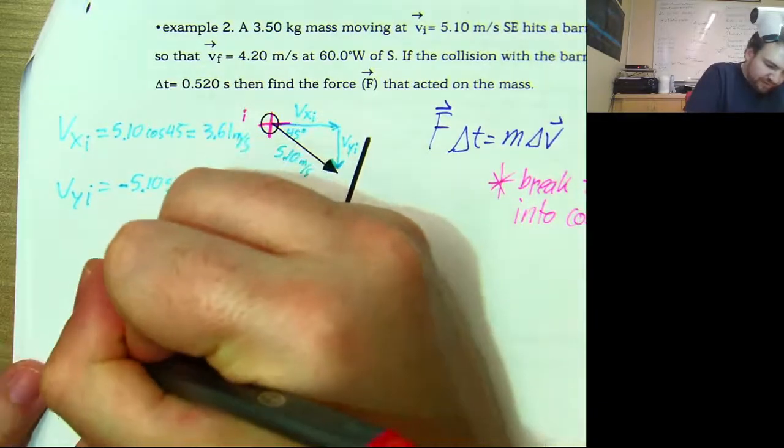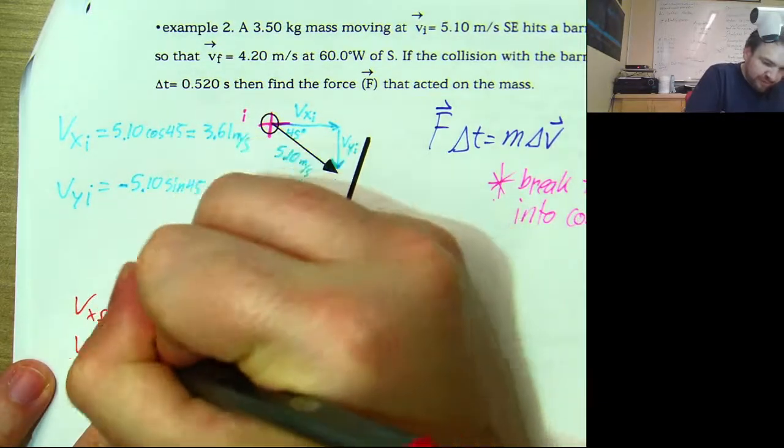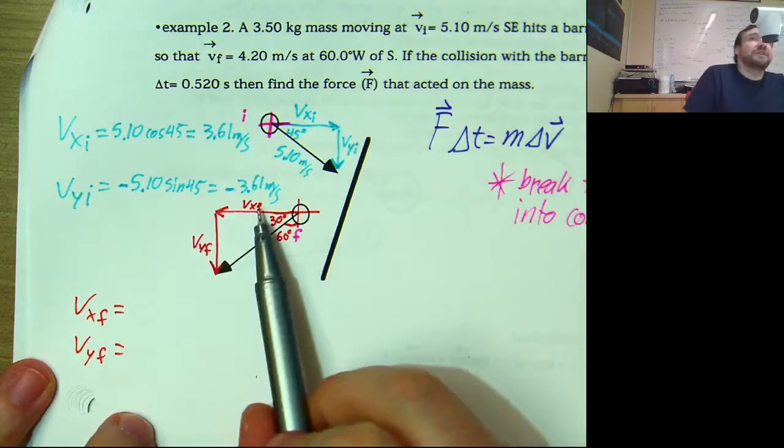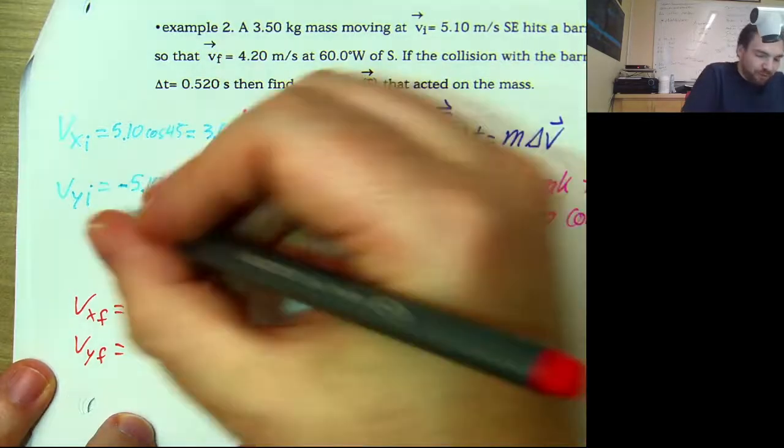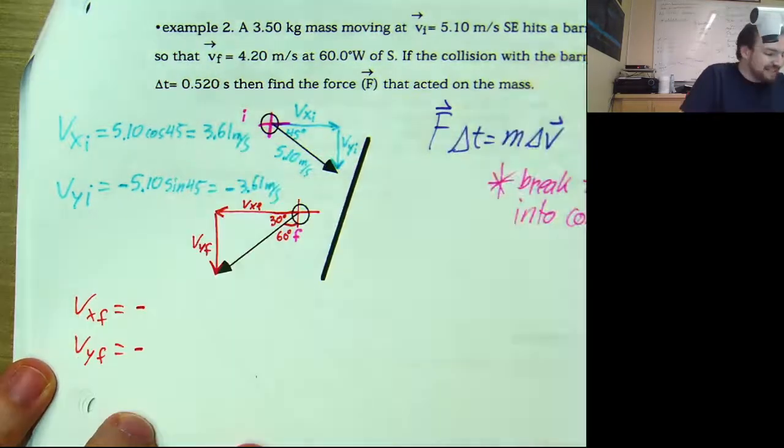Vx final, Vy final. Vx final is going to the left, and Vy final is going down. So what do I have to put there explicitly for both? Make them both explicitly negative.